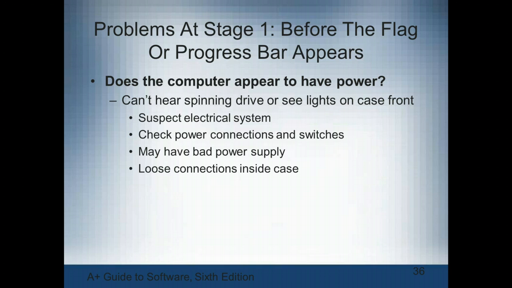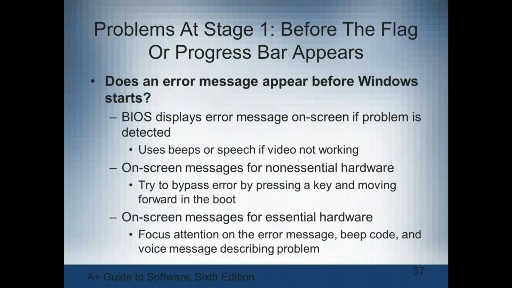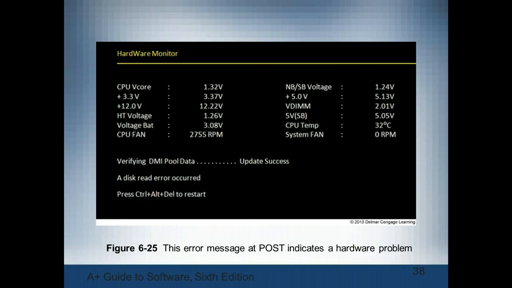Power problem, things that we talked about in the hardware portion, and this is really hardware, so we'll go through it. Mostly just click through. Error message appear, BIOS. Error messages either on the screen or through the beep codes. Do we have those things? Hardware monitor, if there's a problem, error message. This error message, POST, indicates a hardware problem. A discrete error occurred. Yeah, I guess that would be a hardware problem, huh? Control-Alt-Delete to restart, so we can get the same error again.